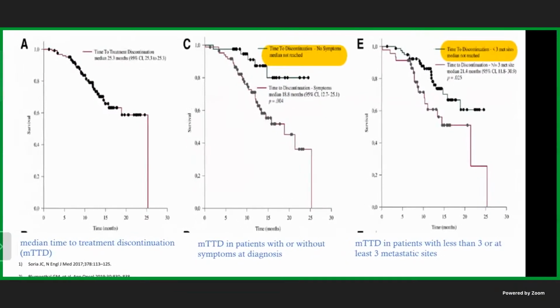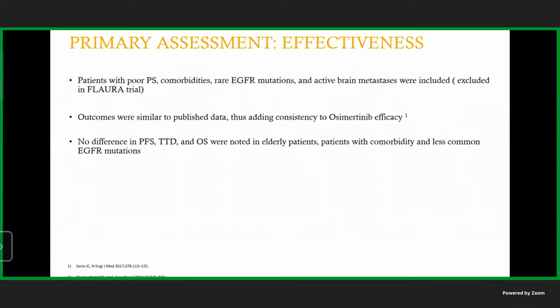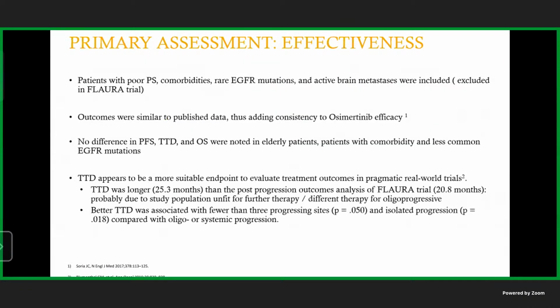If the patient has symptoms or no symptoms, the median time to treatment discontinuation was longer in those patients who did not have symptoms at diagnosis. And similarly, median TTD was better in those patients who had fewer than 3 sites of bony metastasis compared to those who have more bony site metastasis. So TTD appears to be a more suitable endpoint to evaluate treatment outcomes in the pragmatic real-world situation, and this was longer, 25.3 months, than the post-progression outcome analysis of the FLAURA trial, which was 20.8 months, and better TTD was associated with fewer than 3 progressing sites and isolated progression compared with oligo or systemic progression.